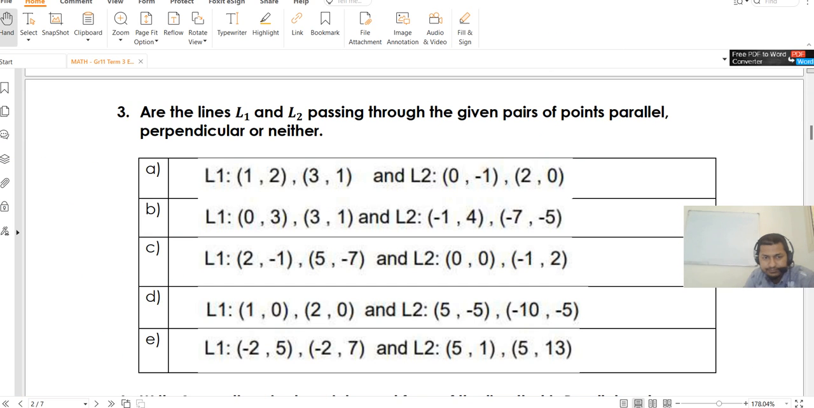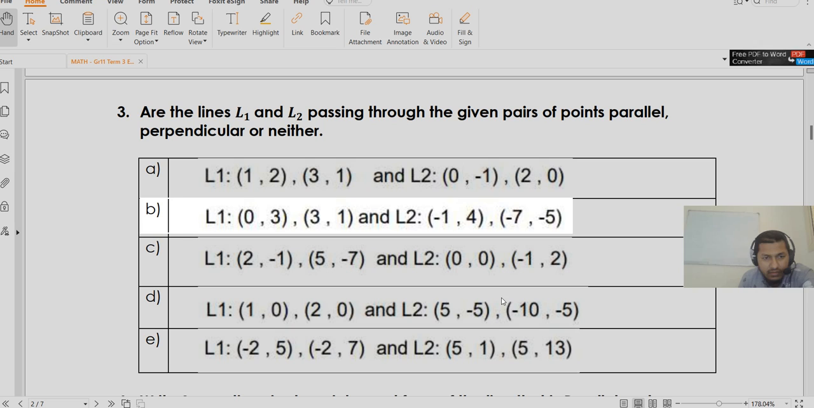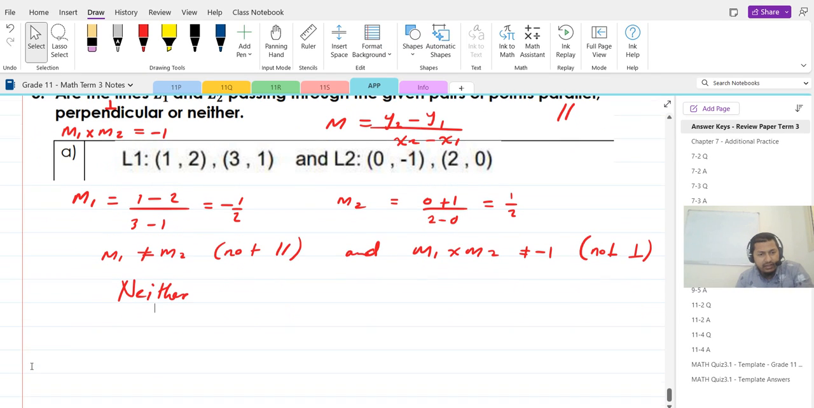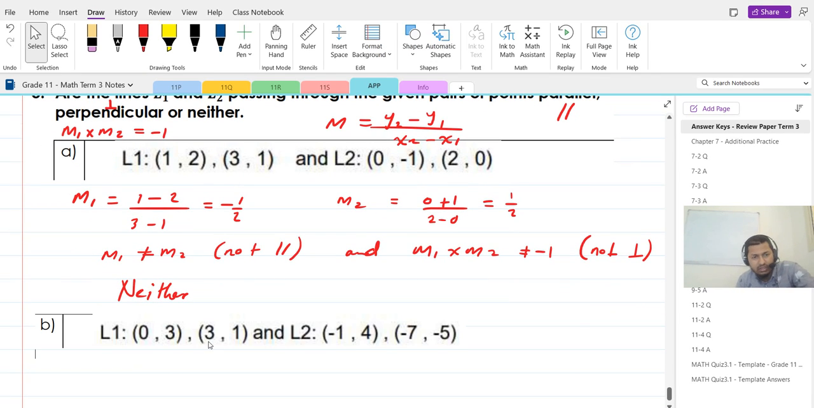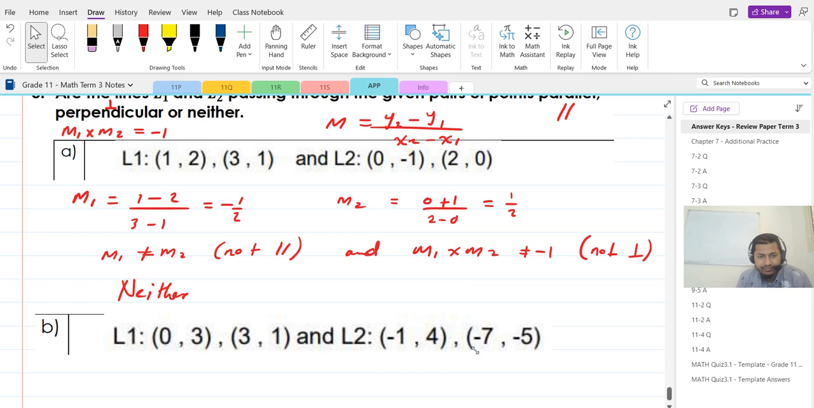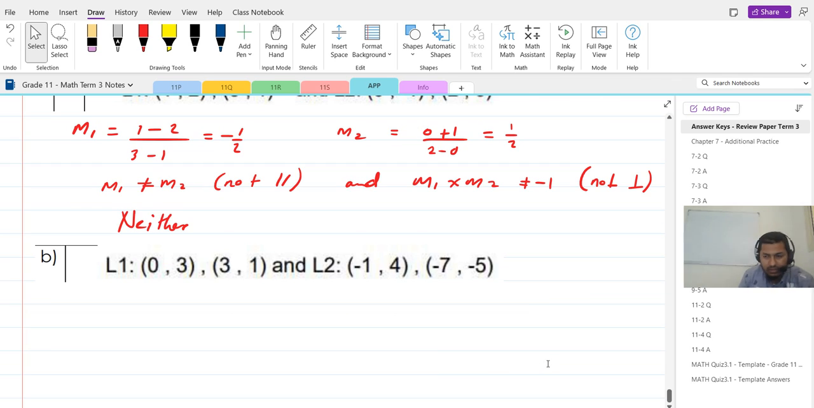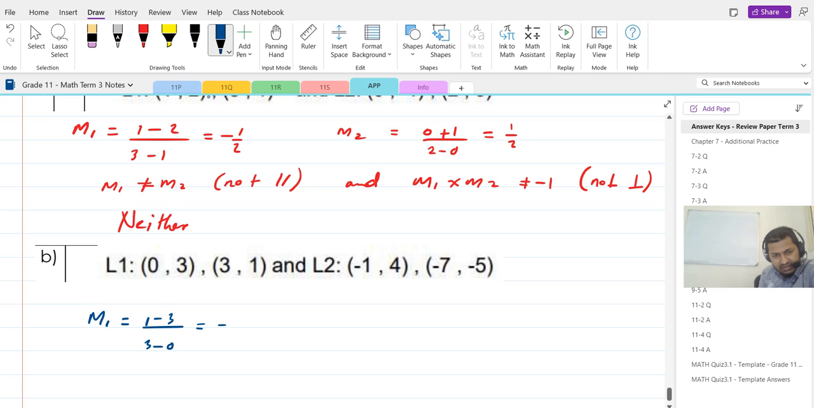Second problem. Let's see what's up with this. So remember, a line can be either parallel or perpendicular or neither, right? You can't have two lines which are parallel and perpendicular. It's either or. It's just one of them. So what's m1? The slope. m1 means the slope of the first line. 1 minus 3 divided by 3 minus 0, which is -2/3.